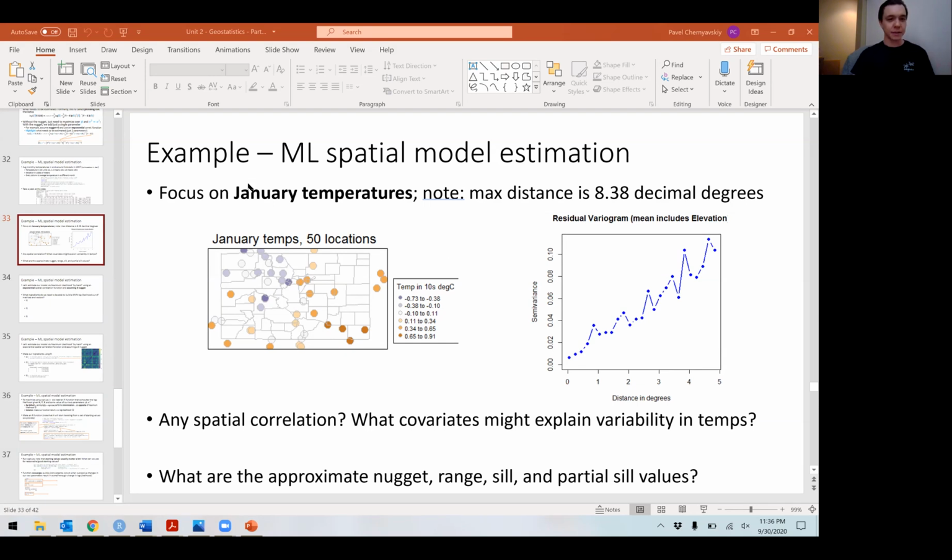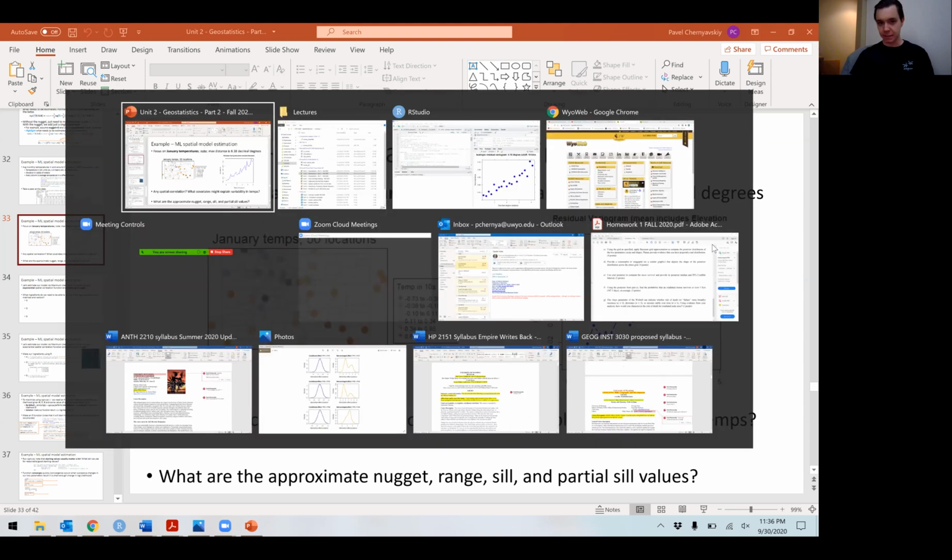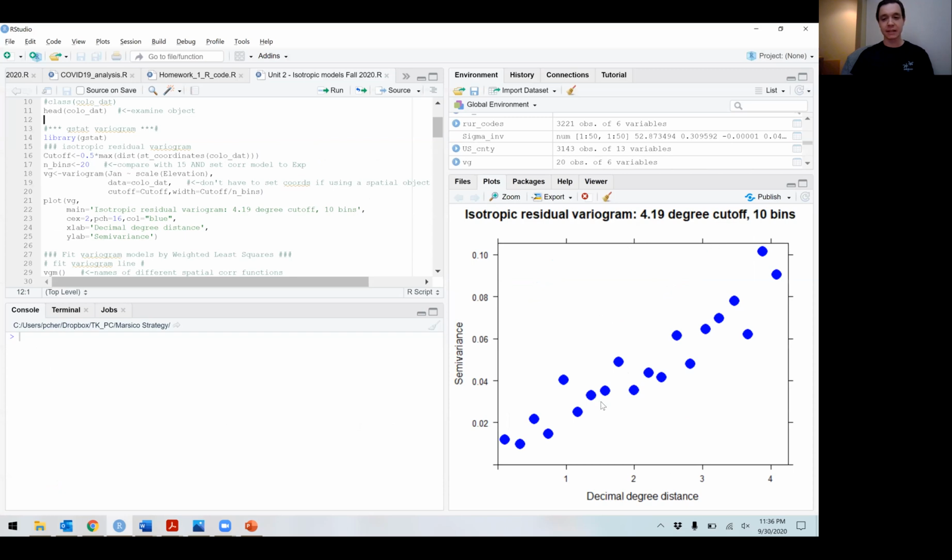So as a reminder, we're looking at a relatively simple example. We're looking at average temperatures in January in and around the state of Colorado. And we have one covariate that we can play around with, and that's elevation. Clearly, there is something spatial happening. But you should recognize this variogram, I don't know where the sill is. I think you can recognize that it's somewhat of an open question exactly where the sill occurs.